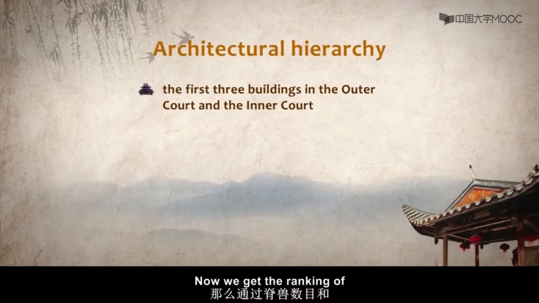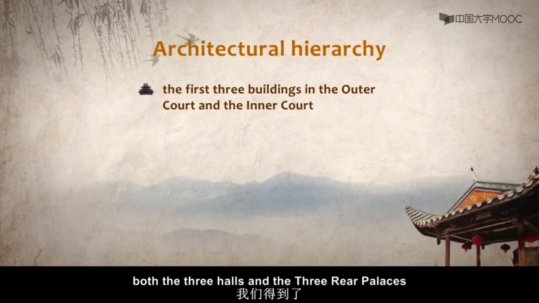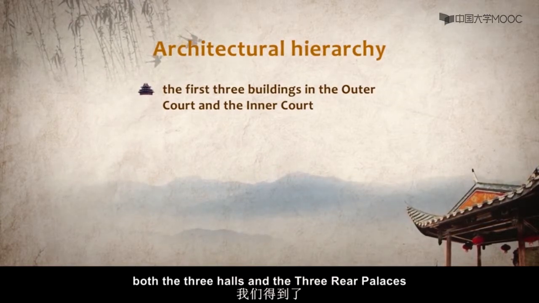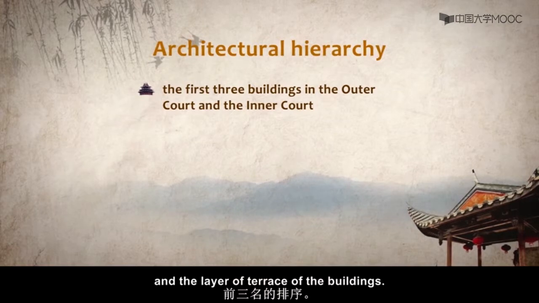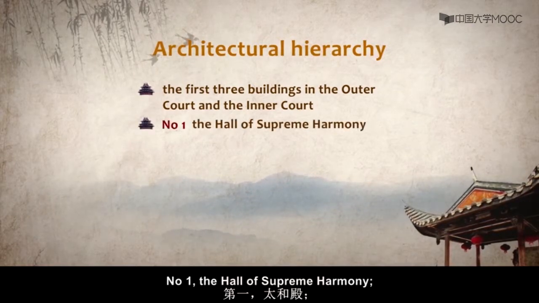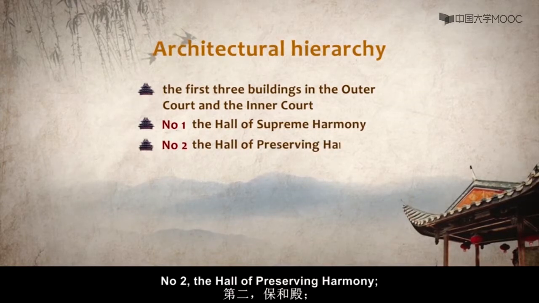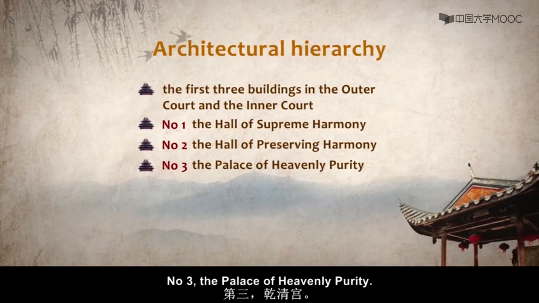Now, we get the ranking of the first 3 buildings in both the 3 halls and the 3 rear palaces via both the mythological animals on the eaves and the layer of terrace of the buildings. Number 1, the Hall of Supreme Harmony. Number 2, the Hall of Preserving Harmony. Number 3, the Palace of Heavenly Purity.